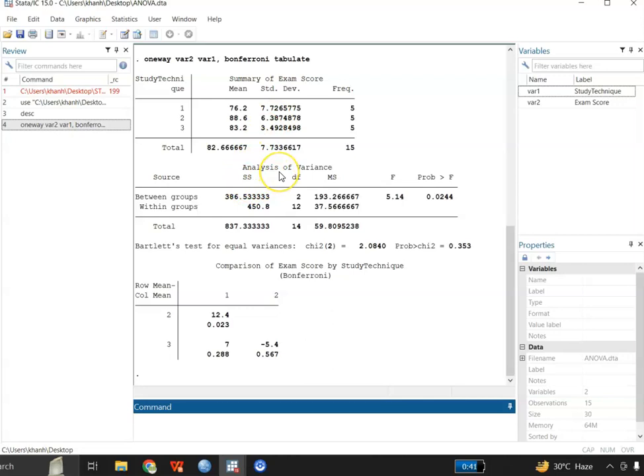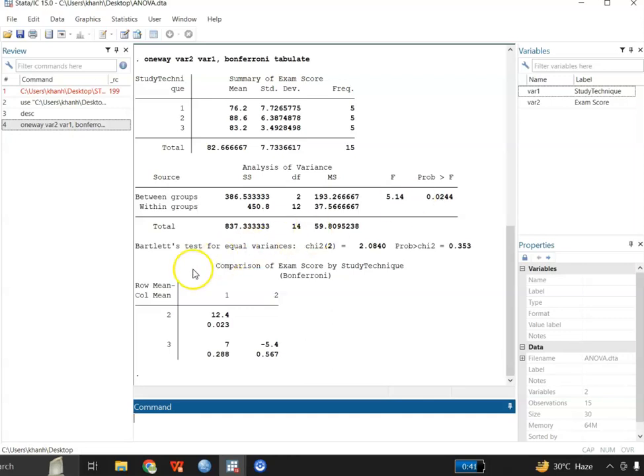Here is the analysis of variance. This is between groups, this is within groups, and this is the overall. And here is the F statistic, and its p value is less than 0.05. So this is significant. It means that there is a difference between the means of the various techniques. At least one of the mean exam scores is different from the other two.